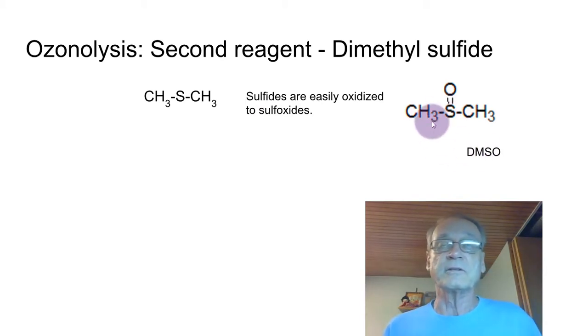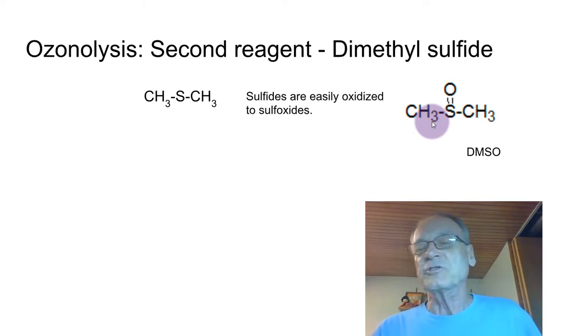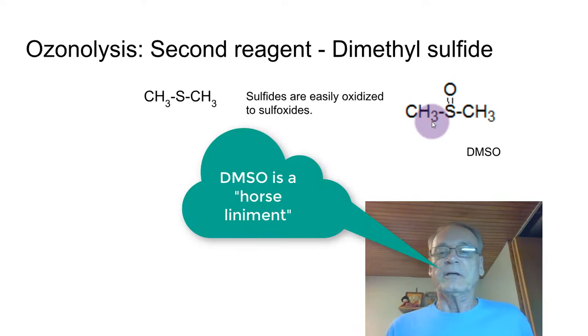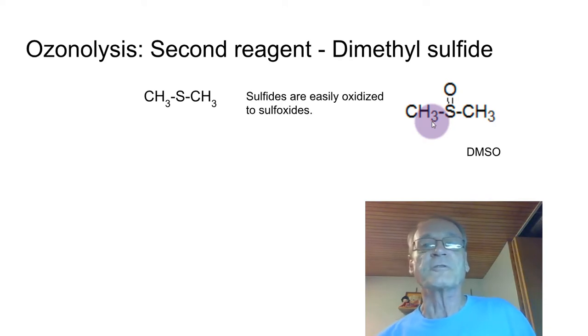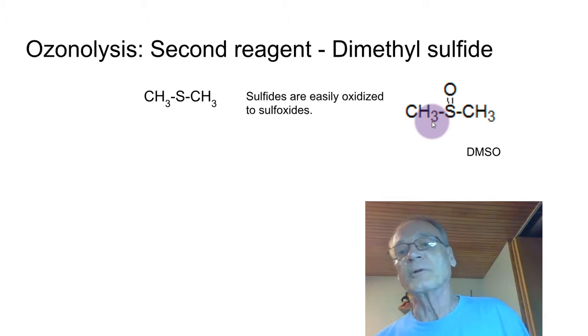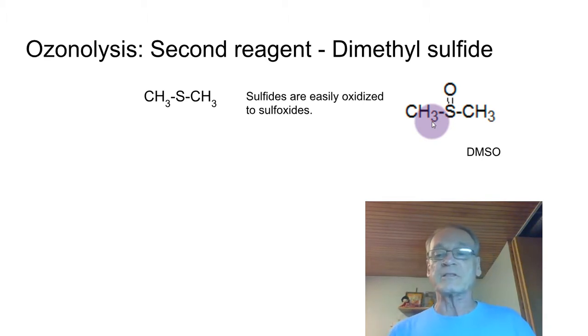Some of you may have heard of that. It's a solvent, and it's also used to treat pain in the joints of horses. So it's a horse liniment. I'll tell you, some people use it as well for their sore joints. It's not recommended by doctors for that purpose, but my father-in-law, rest his soul, did use it for his joints, and he swore by it. So I don't know. Anyway, that's dimethyl sulfoxide.